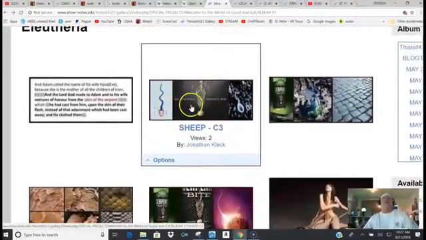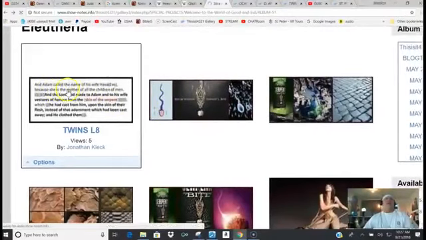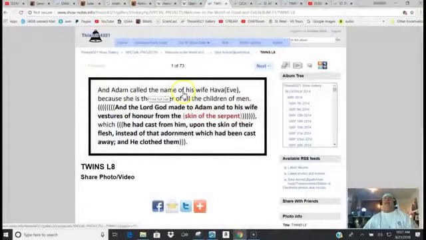So let me just go through the Targum again. And Adam called the name of his wife Hava because she is the mother of all the children of men. That's why the Catholics worship her. That's why the big altar of the dead sheep, that's Eve's vagina, guys. That's what it is. And Adam called the name of his wife Eve because she is the mother of all the children of men. And the Lord God made to Adam and his wife vestures of honor from the skin of the serpent, which he had cast from him, upon the skin of their flesh instead of that adornment which had been cast away. And he clothed them because we used to have glorified bodies.